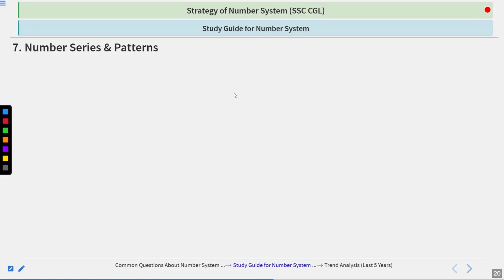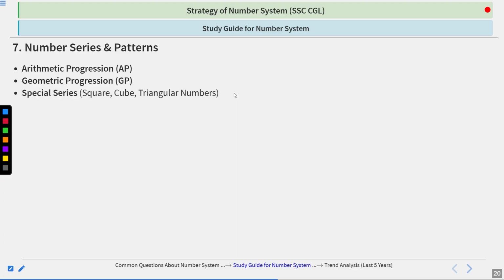Number series and pattern, next one. So arithmetic progression based questions, geometric progression based questions, and special series: square, cube, triangular numbers.